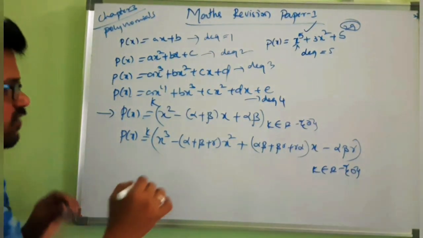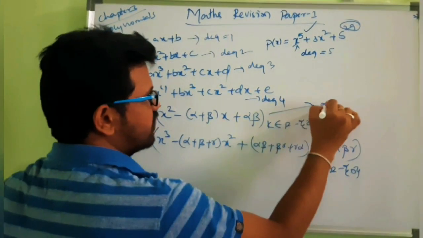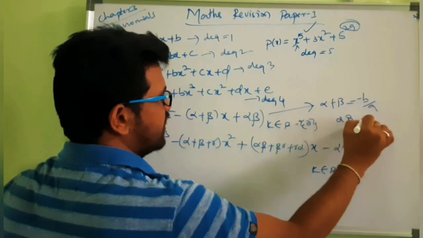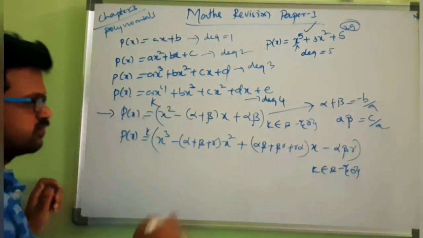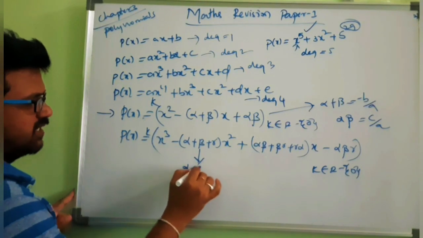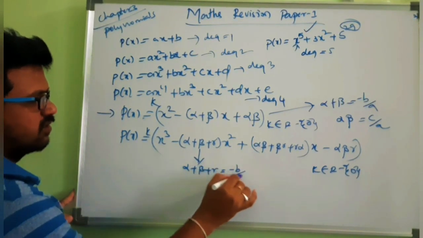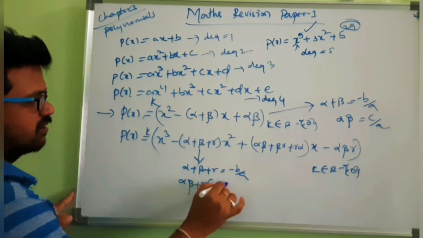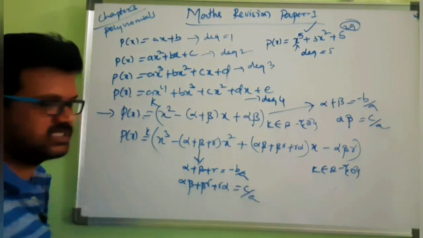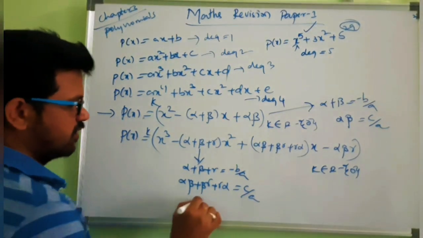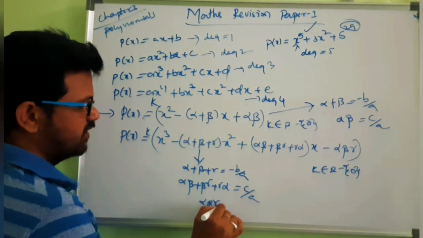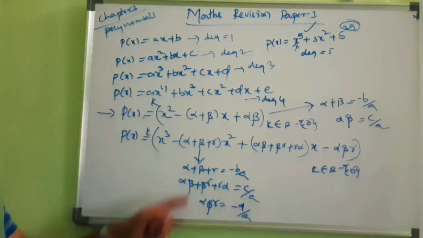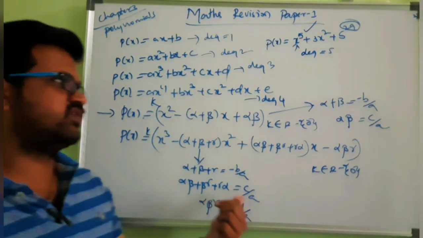Okay, and what is alpha plus beta? Here alpha plus beta is minus b by a. Alpha into beta is c by a. Here, alpha plus beta plus gamma is also minus b by a, alpha beta plus beta gamma plus gamma alpha is c by a, right, and alpha beta gamma is minus d by a. This is the relationship between zeros and coefficients.